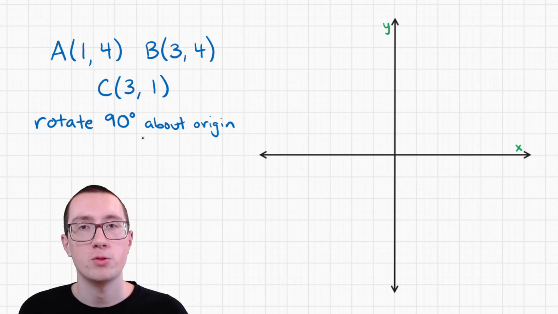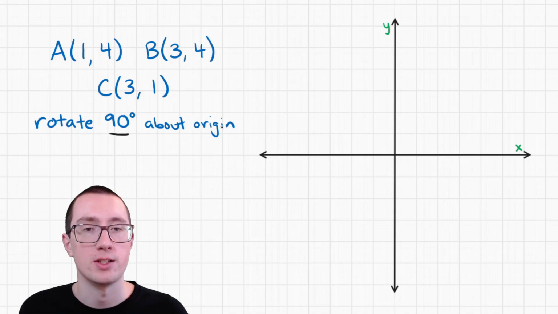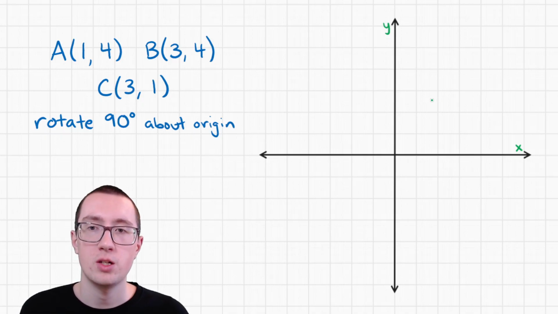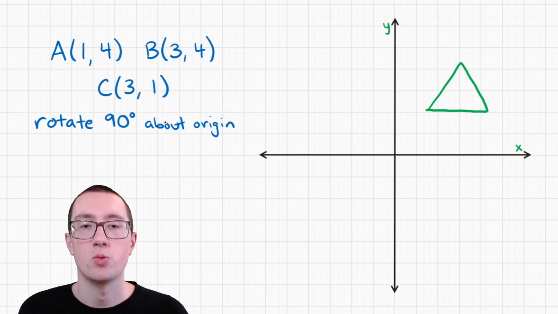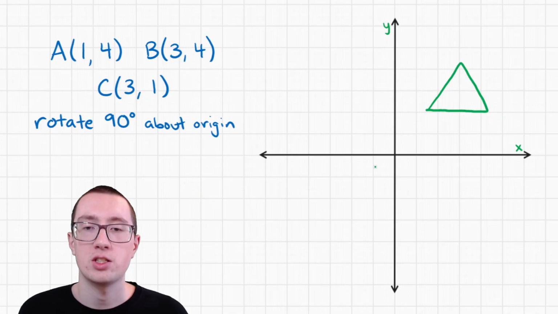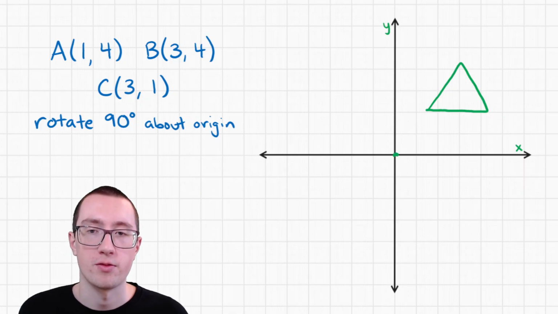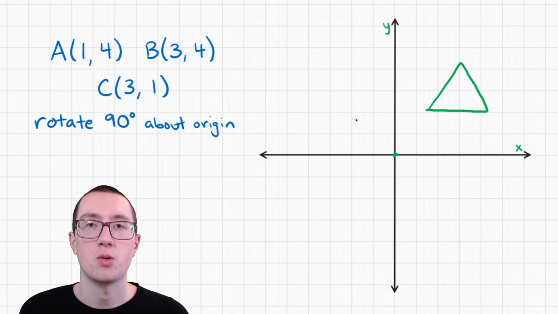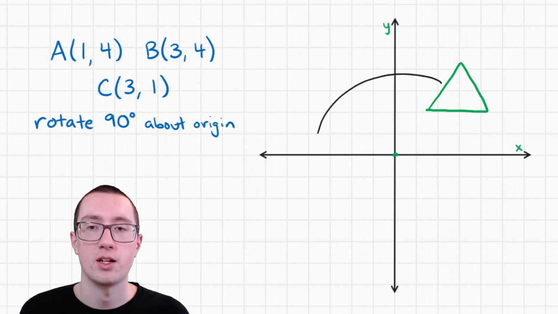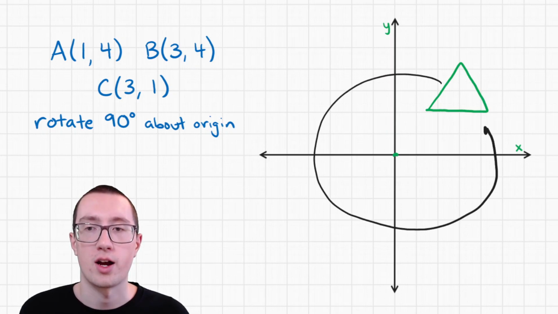So now let's go over how to do a rotation of a graph. So we have 3 points here, and we need to rotate these points 90 degrees about the origin. So let's say we had a triangle like this, for example, and we need to rotate it 90 degrees. The origin is basically the center of the graph, like this. So we're rotating it around the center of the graph.